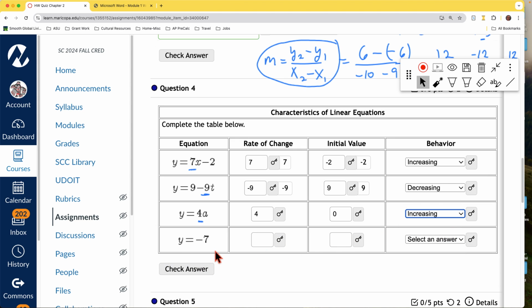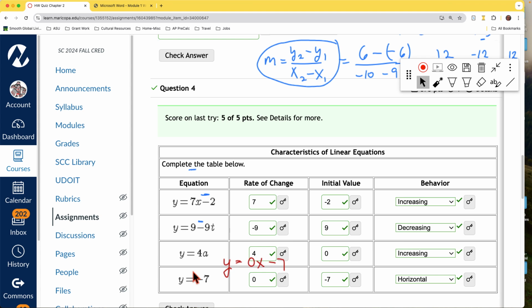How about this, y equals -7? What is its slope? Good, it's 0. Remember, it's really y equals 0x minus 7, is the way we would think of this. So it's got a slope of 0. What is our initial value? -7. And what's the behavior of the line? It's not rising. Rise over run is 0 over something. This is the horizontal one. Okay. We'll check our answers, and we got them all right.